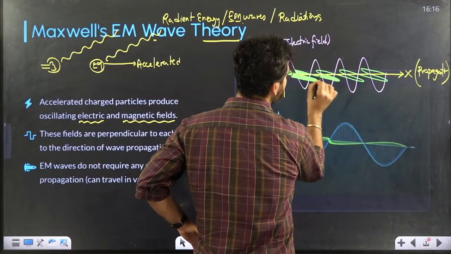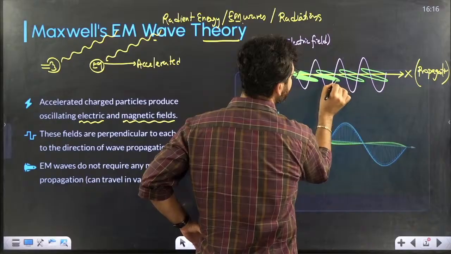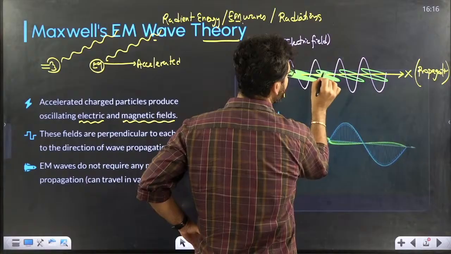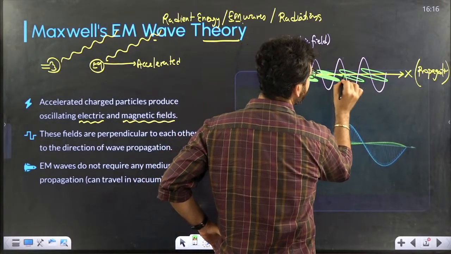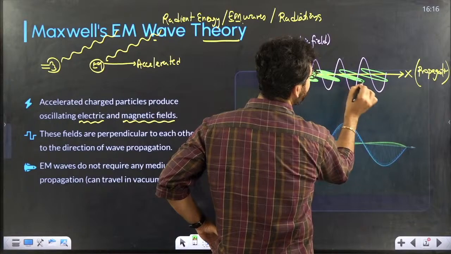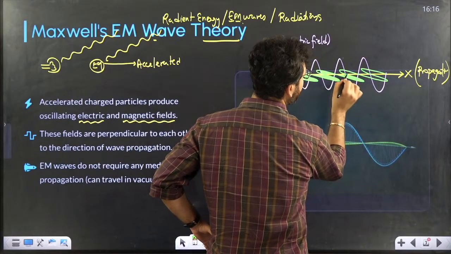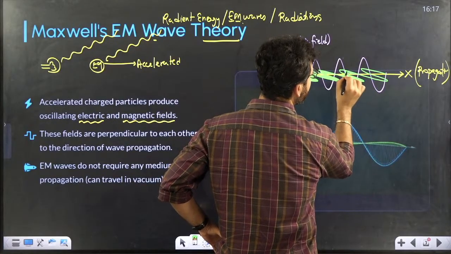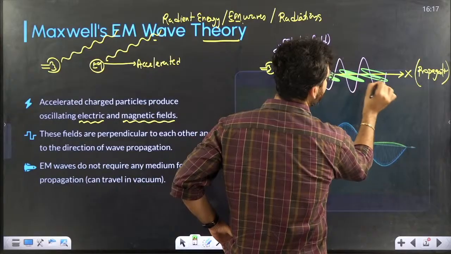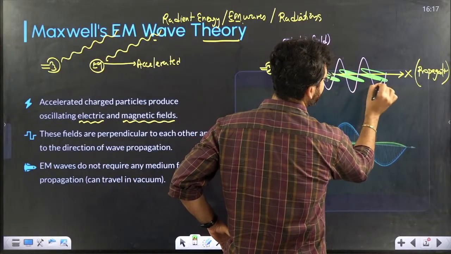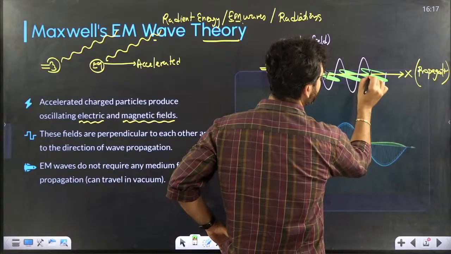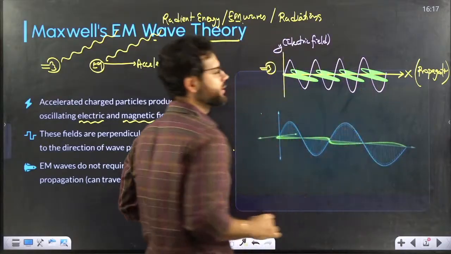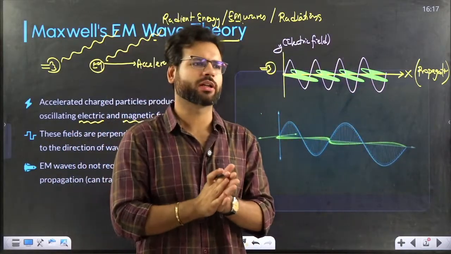So he says, first thing I told you how to generate these waves. Second, he's telling what these waves are made up of. They are made up of two components, electric and magnetic. And these electric and magnetic components are perpendicular to each other and mutually perpendicular to the direction of propagation of light or wave. Okay, something like this. I hope it looks clear to you.